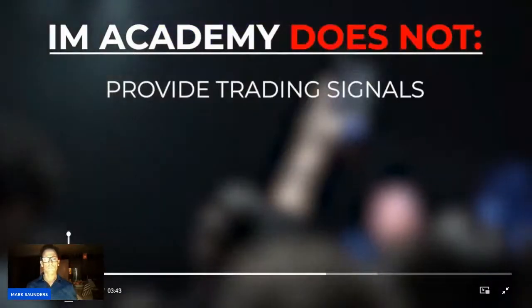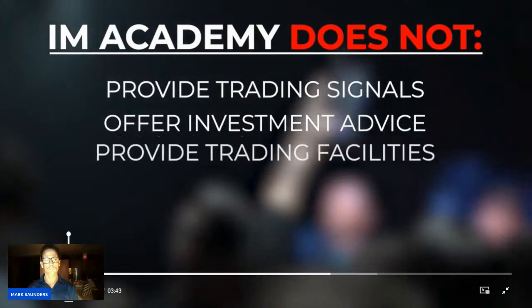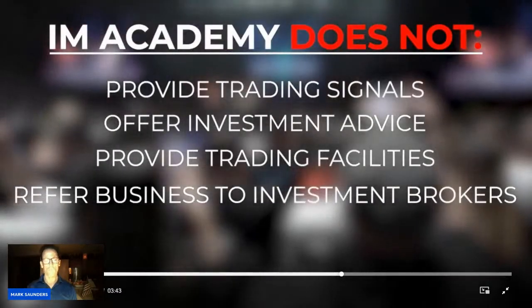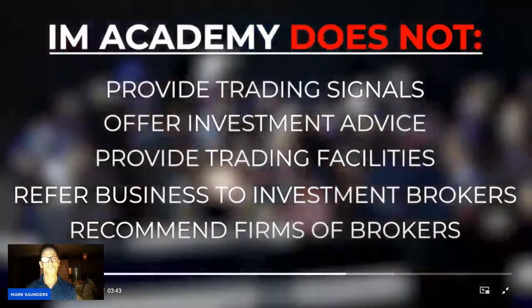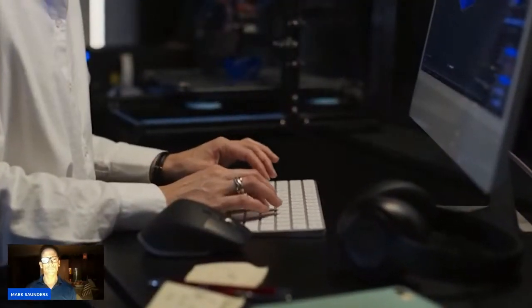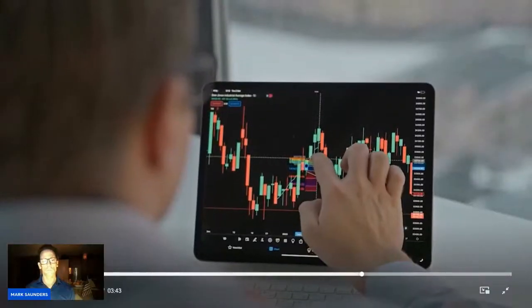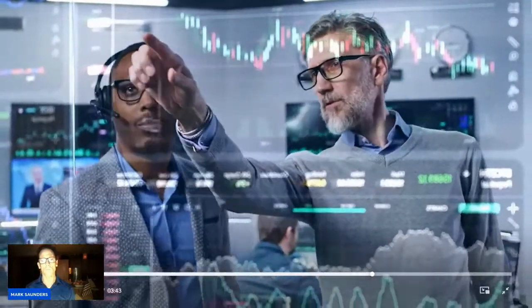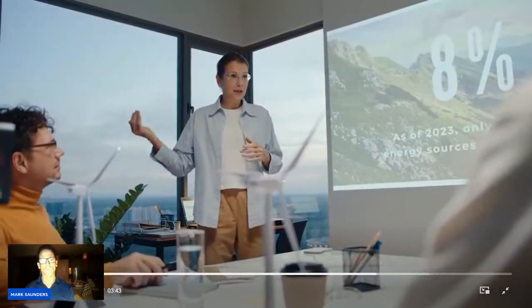IM Mastery Academy does not engage in providing trading signals, offer investment advice, or provide trading facilities, nor does IM Mastery Academy refer business to investment brokers or recommend firms of brokers to its Academy customers. IM Academy, therefore, has no information on how students invest or trade or whether they make a profit or loss in their trading activities. IM Academy uses a multi-level marketing program involving independent business owners or IBOs to sell its online educational services.